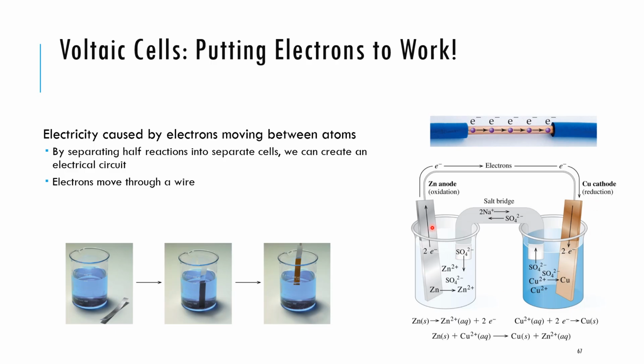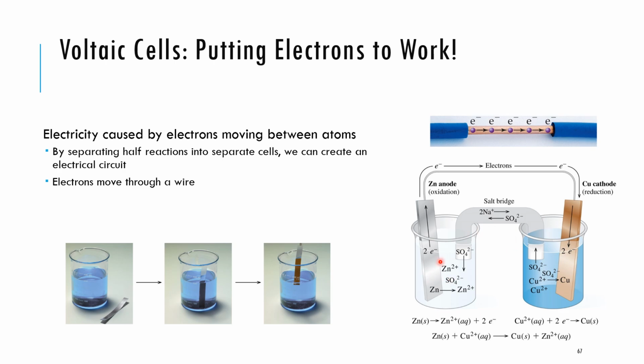Zinc loses electrons, oxidation, and becomes zinc 2+ ions. Copper ions gain those electrons, reduction, and become copper solid. To maintain charge balance between the two solutions, a salt bridge or porous membrane allows ions like sulfate to flow between the two compartments.